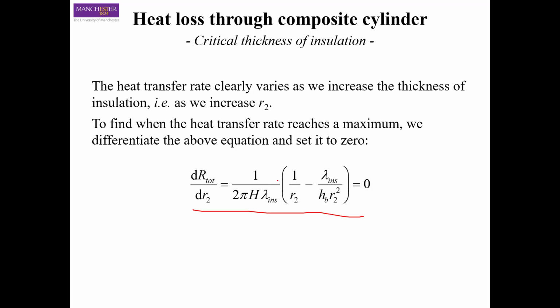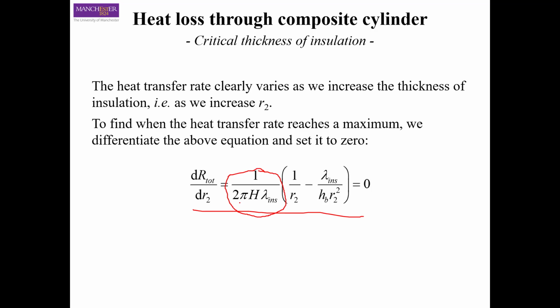From mathematics, we know that if two variables are multiplying and the multiplication is equal to 0, then one of the two variables should be 0. But if you look at this part of the equation, we can see that this part cannot be 0, because lambda insulation is positive and h is positive, so these cannot be 0.